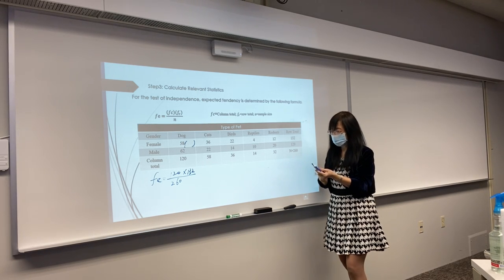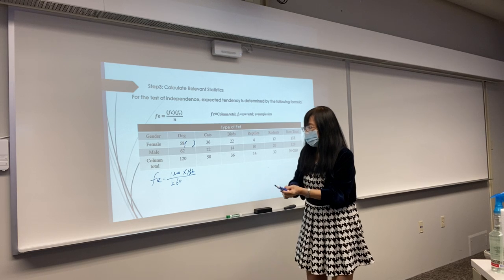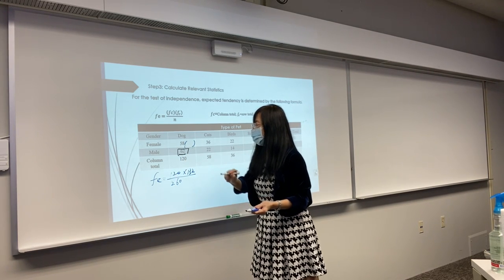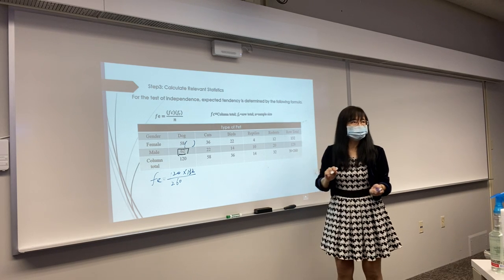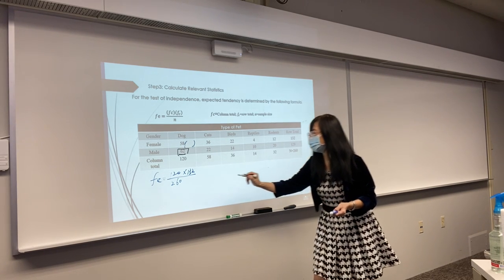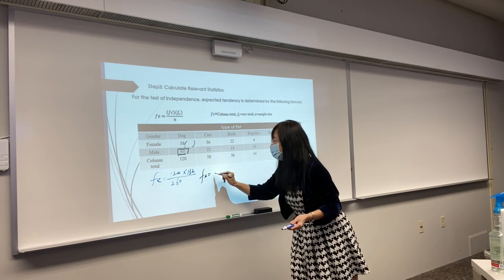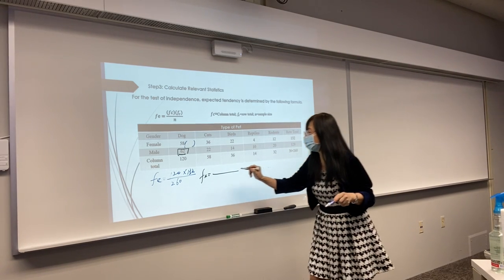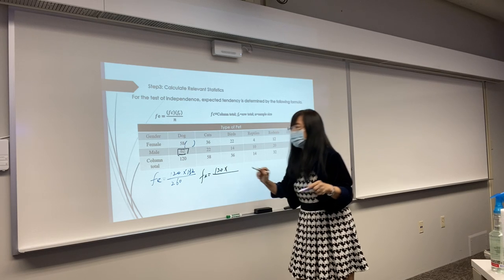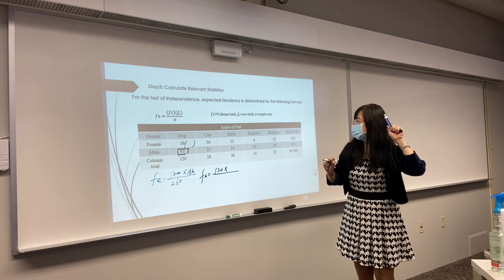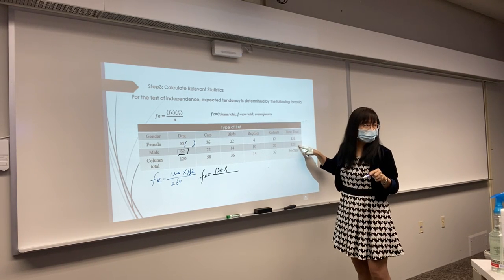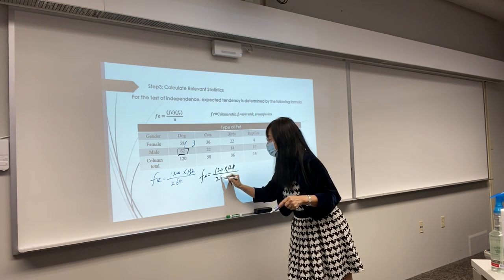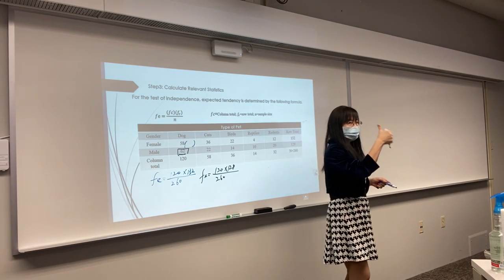Okay, let me ask you another one. How do you get 62? How do you get FE for 62? 120 times 120. Okay, just a second. You say what? 120? Yeah. Times? 128. Yes, 128. Divided by 260. That's good.